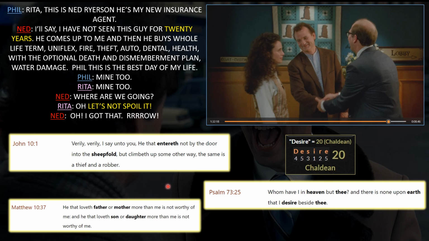And that doesn't mean that he's going to be able to exit Punxsutawney. Psalm 32:25 says, "Whom have I in heaven but thee? And there is none upon earth that I desire beside thee." Showing us that on earth, there's no one else that we should desire other than the Lord. And in Matthew 10:37, "He that loveth father or mother more than me is not worthy of me, and he that loveth son or daughter more than me is not worthy of me."